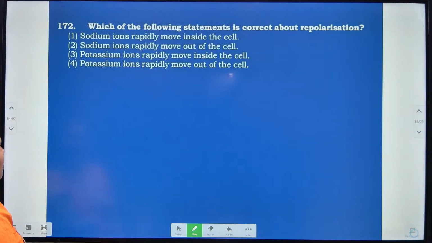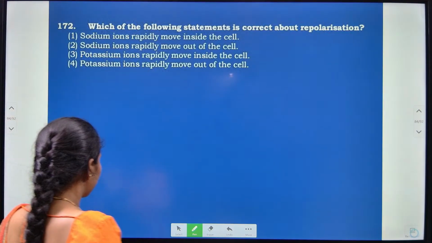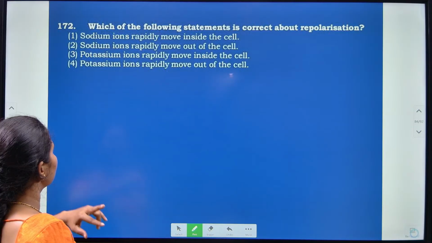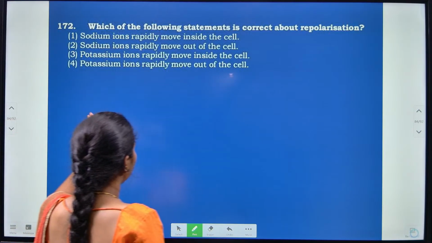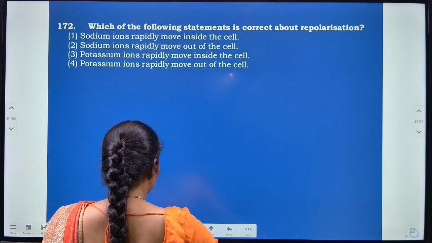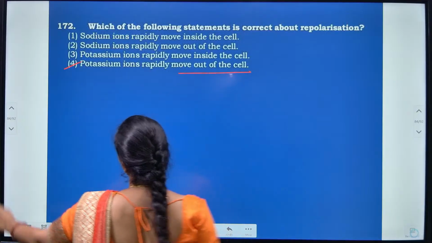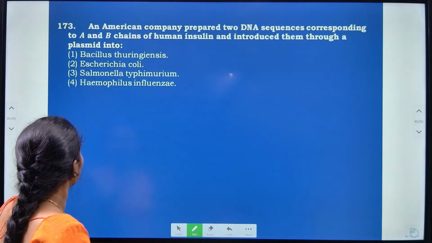Next question. Which of the following statements are correct about repolarization? Sodium ions rapidly move inside the cell, sodium ions rapidly move out of the cell, potassium ions rapidly move inside the cell, or potassium ions rapidly move out of the cell. So option 4, that potassium ions rapidly move out of the cell, is the answer. It is a direct question.